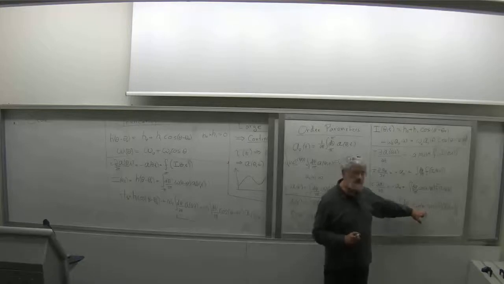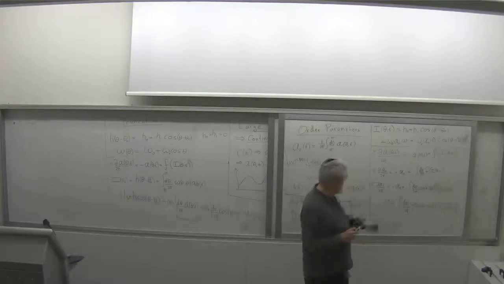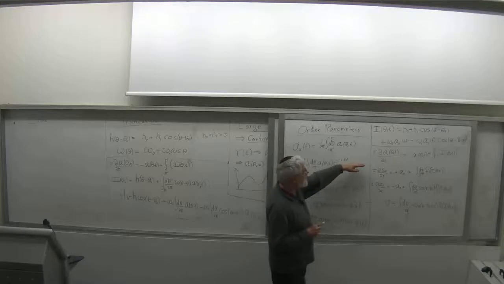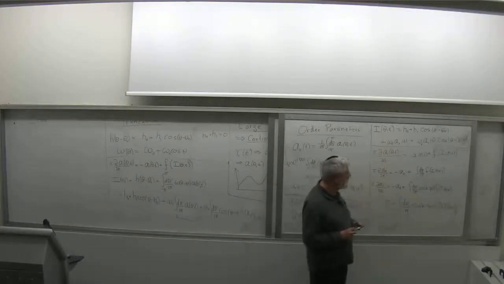Why do you plug in the cosine? Because that's the definition of A1. So you take this equation, you multiply by this cosine, and you integrate, you get this equation.